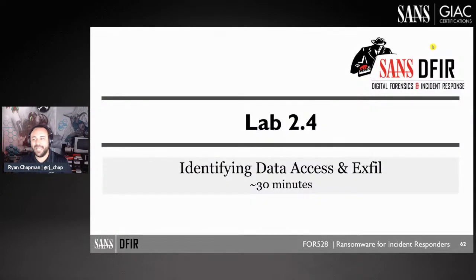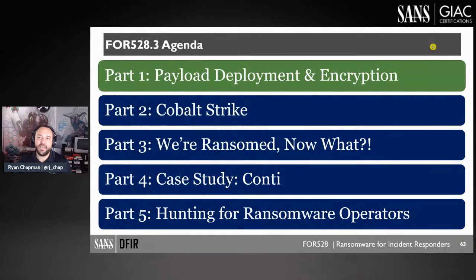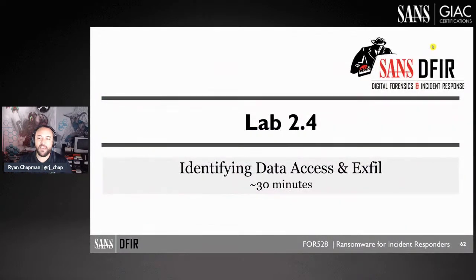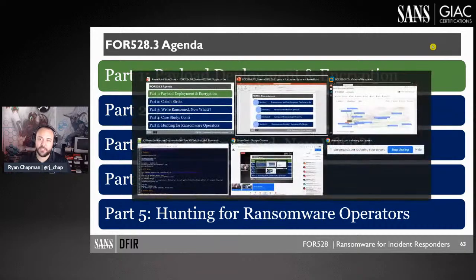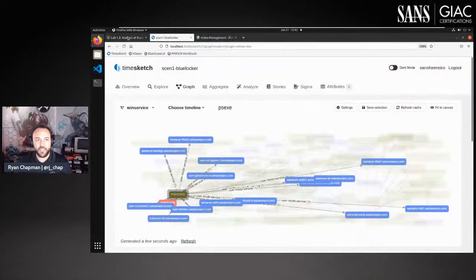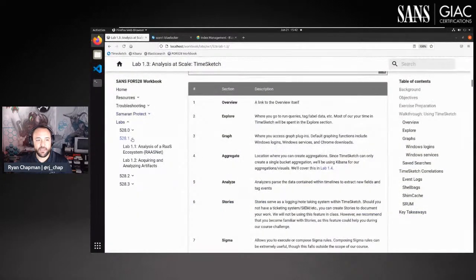And then we get into data access and exfiltration. In data access and exfiltration, we have a lab that goes over all the different forensic artifacts that you can use and how to identify data access occurring using those artifacts, which takes us to day 3. But first, let's take a look at some of these day 2 labs.